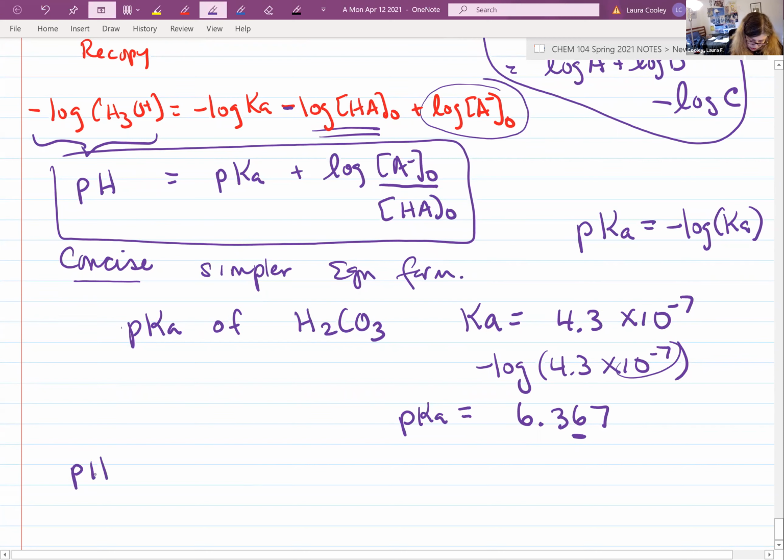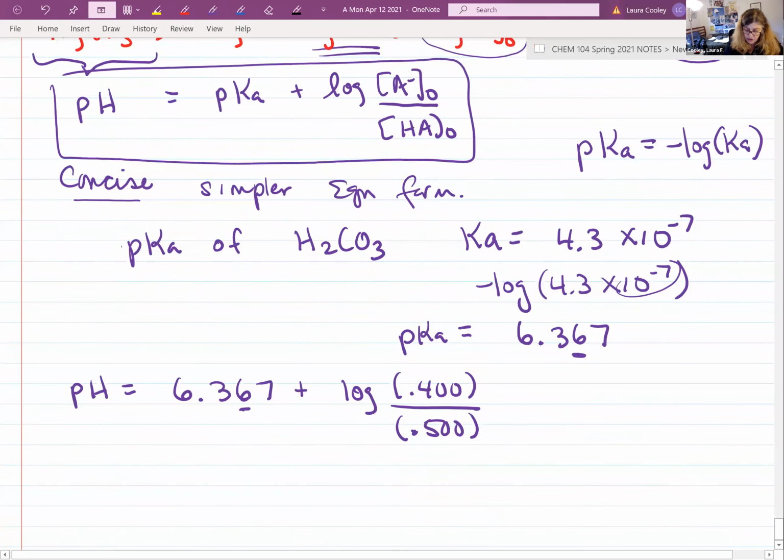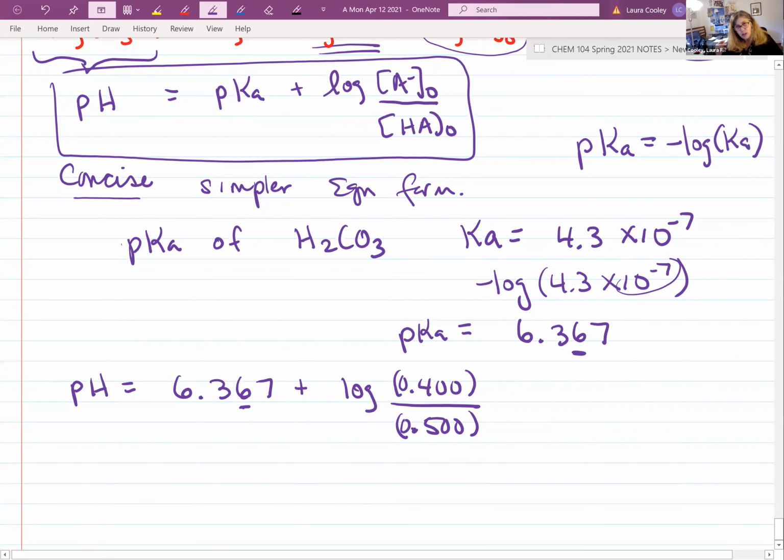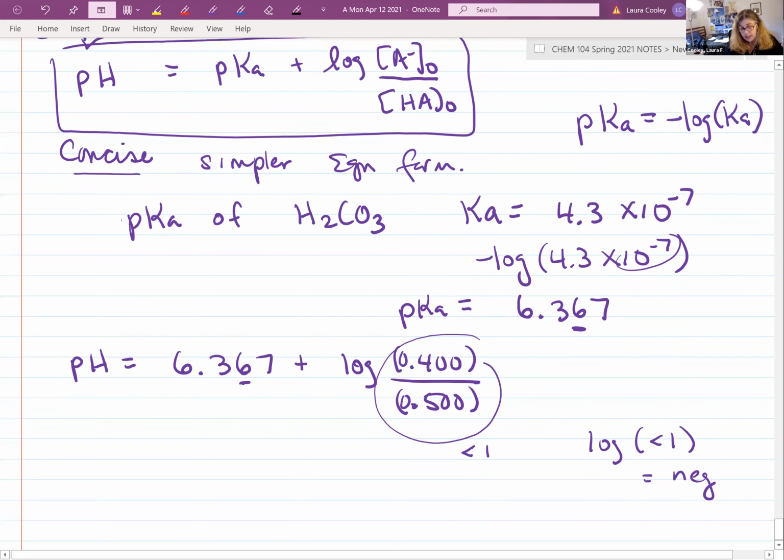So I have pH equals 6.367 plus the log. Now, my A minus concentration was 0.4. My HA was 0.5. Notice the numerator is smaller than the denominator. That means that this ratio is less than 1. So the log of a number less than 1 is negative. If that number were greater than 1, then the log of that number would be positive. But in this case, when you take the log of that ratio, it comes out to negative 0.0969.